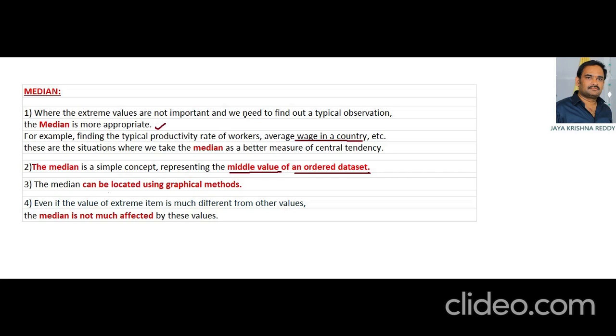The median can be located using the graphical method. We can find the median by using a graph also. Even if the value of the extreme item is much different from other values, the median is not much affected. That's why we explained in the first point, extreme values are not important. So even if the extreme values are different from other values in the data, the median is not affected by those values.